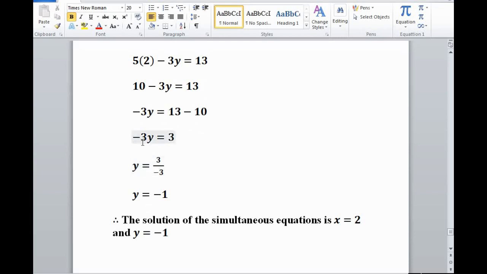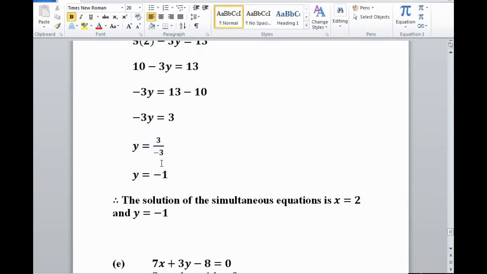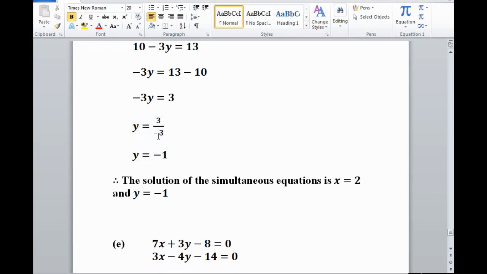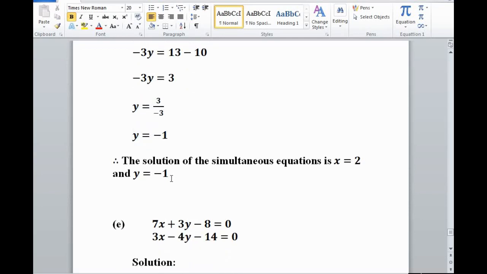To find y, let's take this negative 3 from left to the right side. This equation becomes 3 upon negative 3. So their quotient is negative 1. So therefore, the solution of the simultaneous equations is x is equal to 2 and y is equal to negative 1.